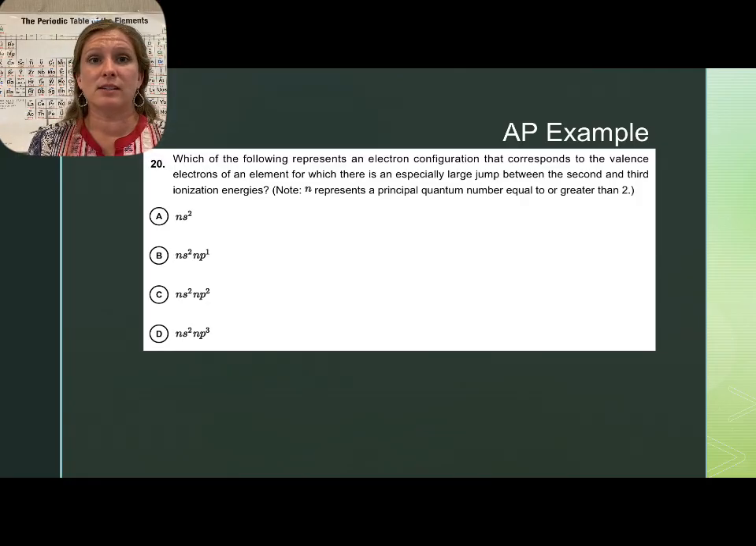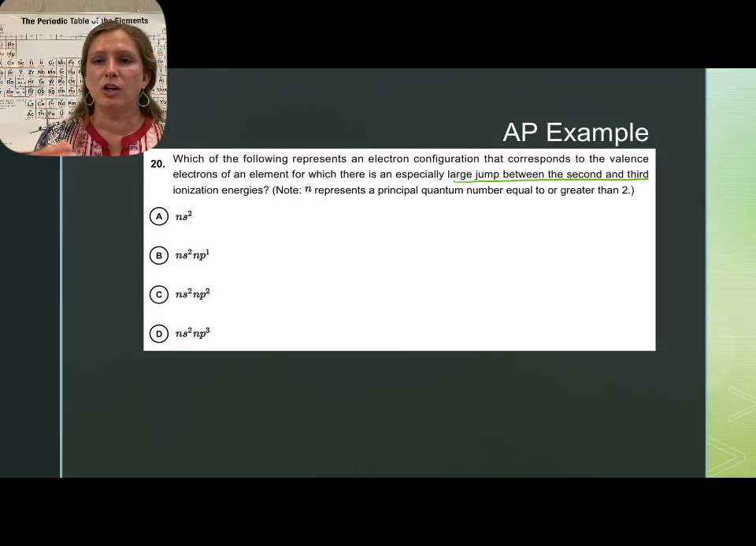All right, the last question here is asking you to predict a theoretical electron configuration based on a jump in ionization energies. Pause the video, think through this one, take your best guess, and then push play to see how you did. Okay, so here we see there's a large jump between the second and third ionization energies. So what do you think that means?